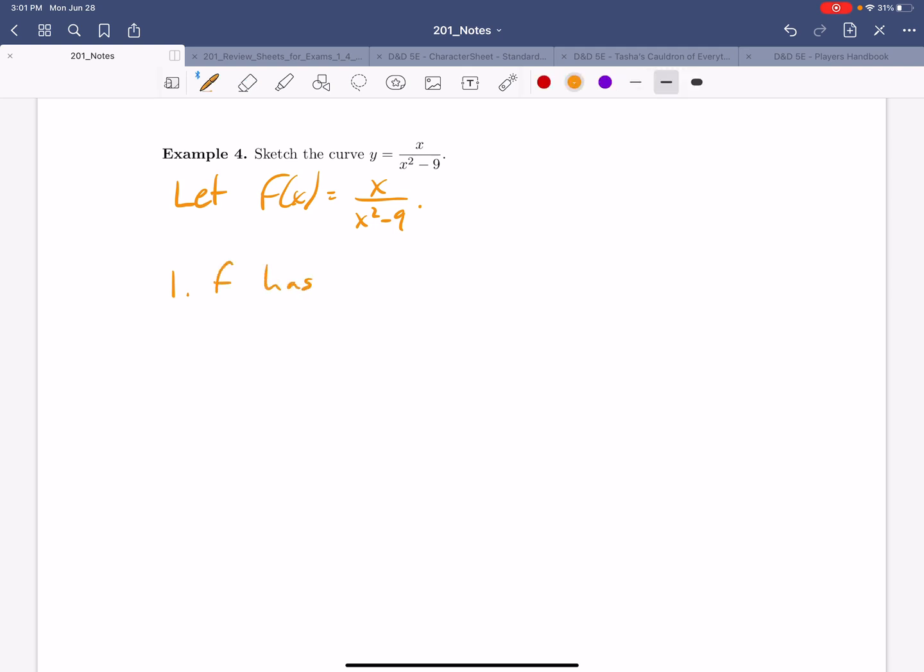F has domain. Now you might notice that we could rewrite this as x over x plus 3 times x minus 3. Right? So there are 2 points where we would be dividing by 0, two values of x. Make sure to get both of them. All right, so all the real numbers except 3 and negative 3. All right. Well, that means that we have 2 vertical asymptotes, right?